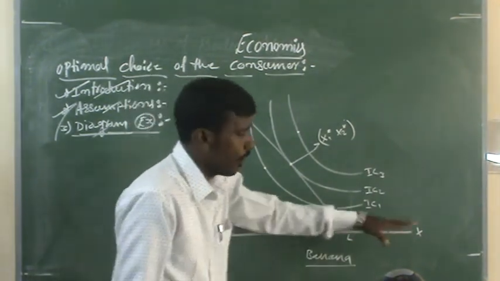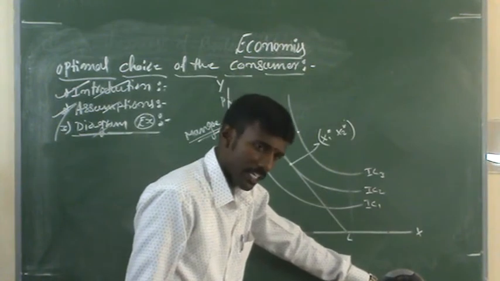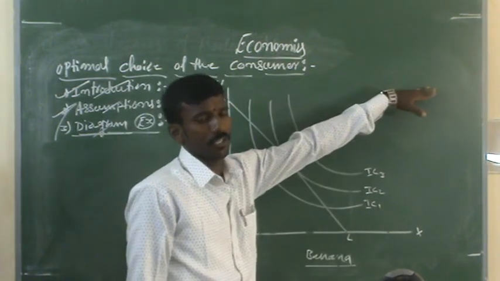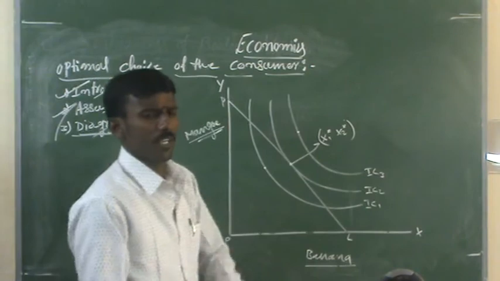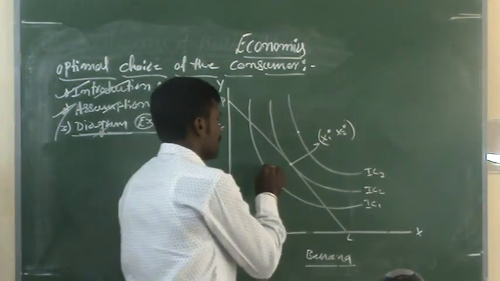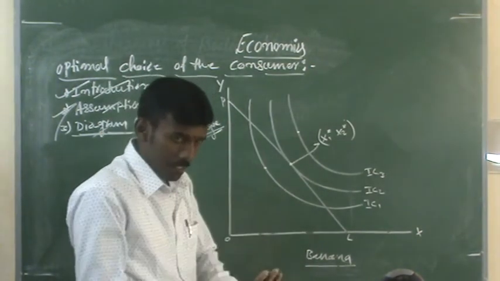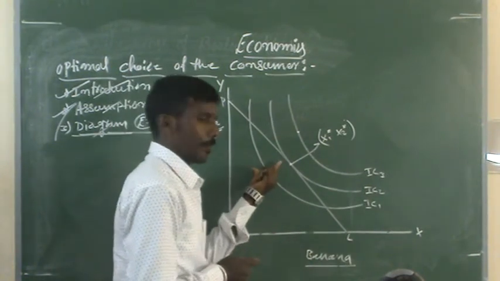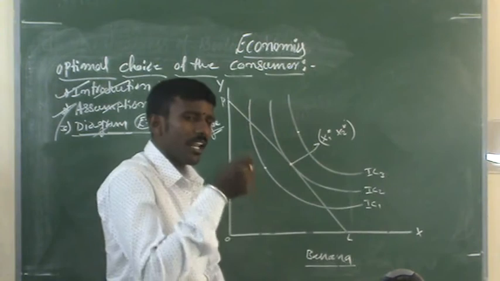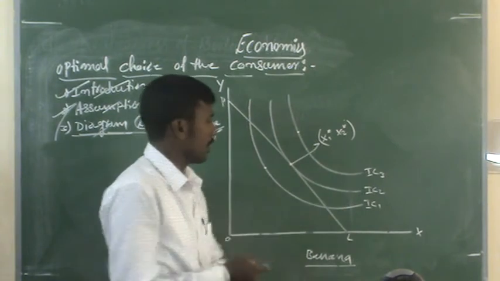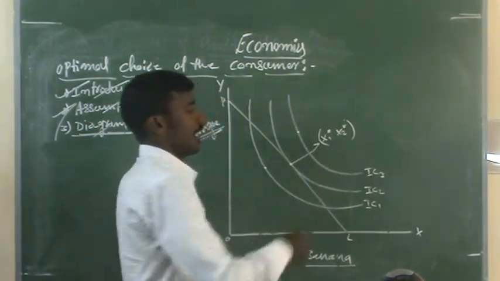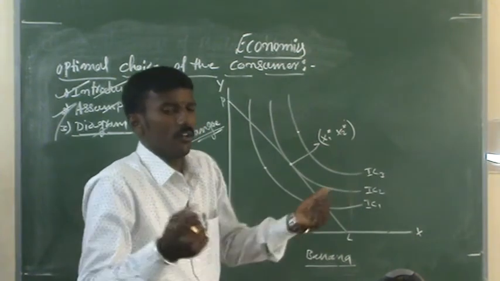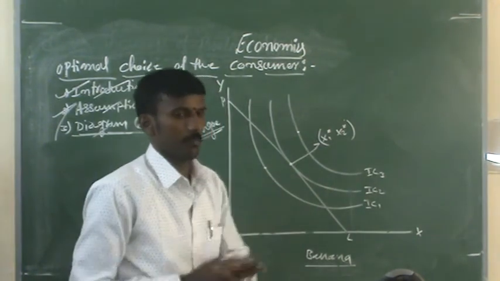Already you know that a lower indifference curve gives a lower level of satisfaction, and a higher indifference curve gives a higher level of satisfaction. Suppose any point lies on IC1, is this point optimal? No, not at all. Why? Because that point gives a lower level of satisfaction to the consumer compared to IC2 and IC3. That's why this point is not optimal.